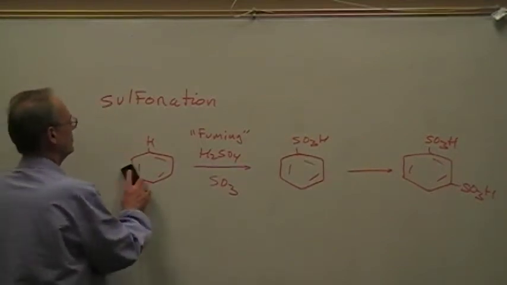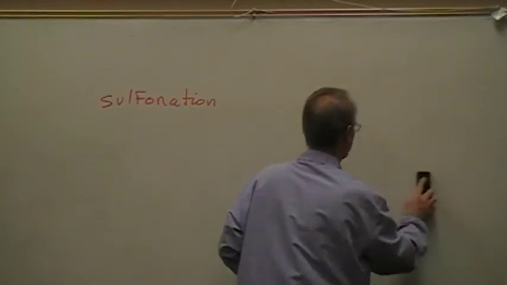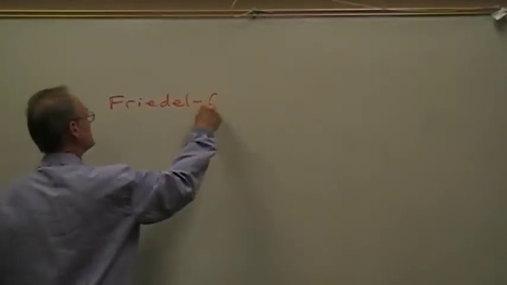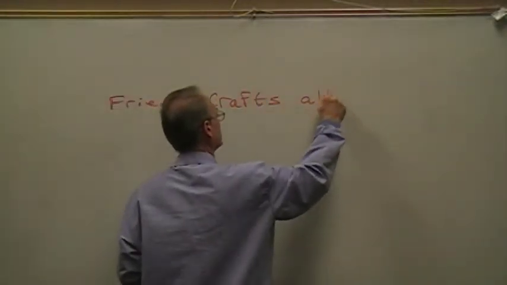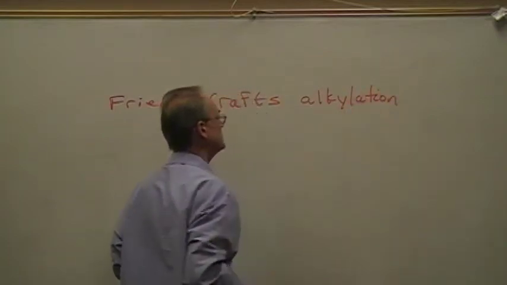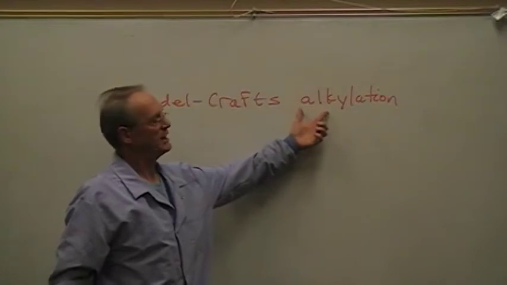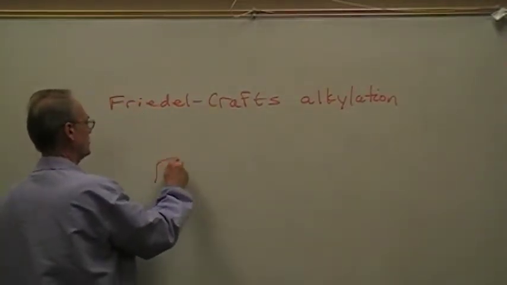Okay, our fourth reaction has a person's name, actually two people's name associated with it. It's called Friedel-Crafts alkylation. So alkylation is the actual thing we're doing, and as the name implies, we're going to be replacing a hydrogen on the benzene ring with an alkyl group.